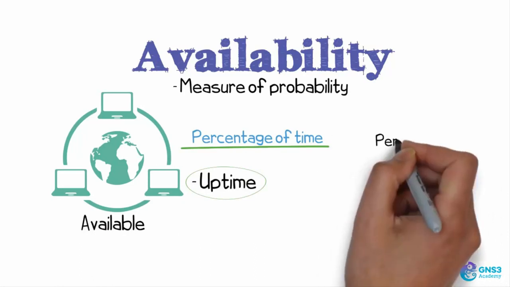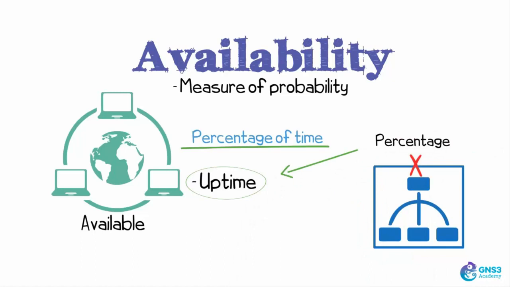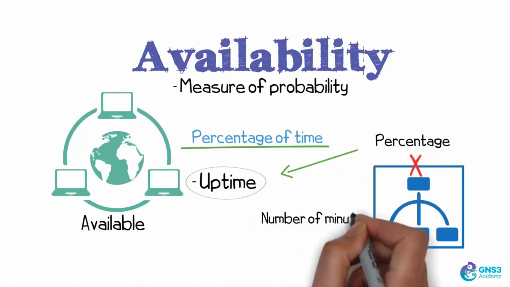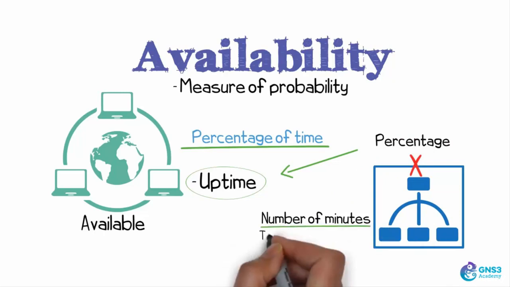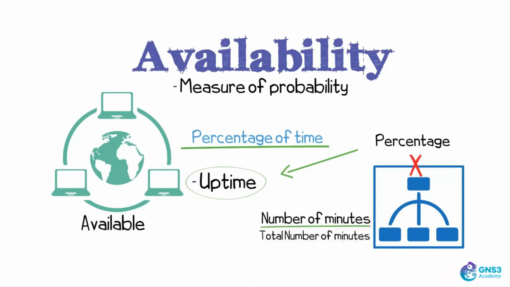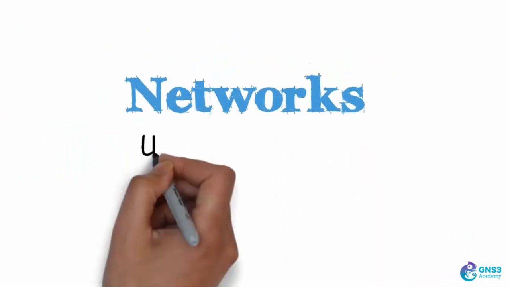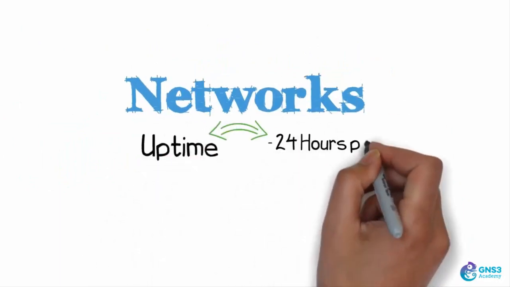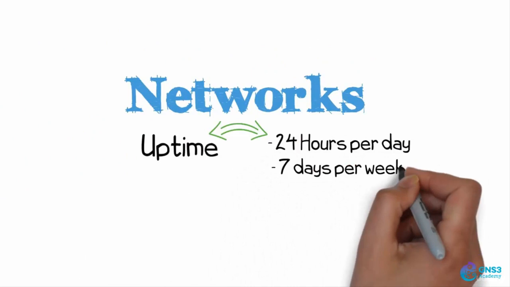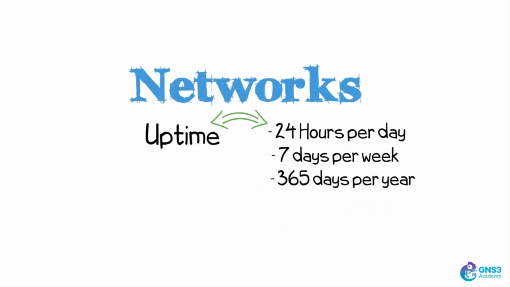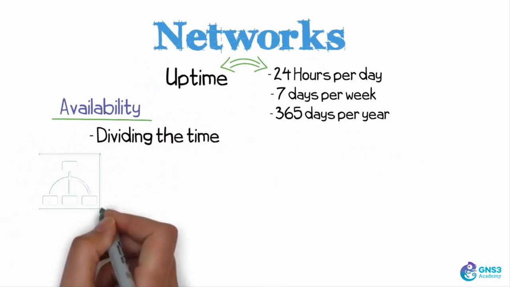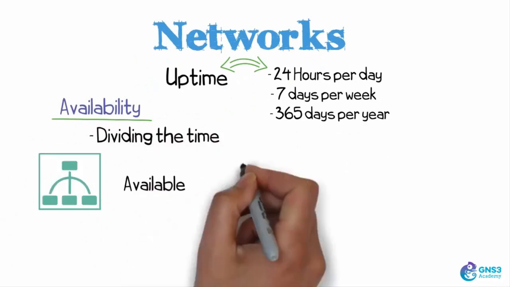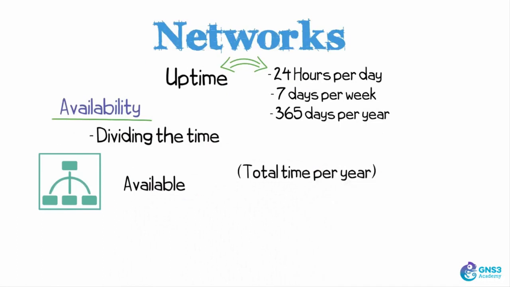To calculate the percentage of uptime that a network has experienced, divide the number of minutes that a network was available in a year by the total number of minutes in the year. So for networks, uptime is meant to be 24 hours a day, 7 days a week, 365 days a year. But availability is calculated by dividing the time that the network is actually available by the total time in a year and then multiplying by 100 to get a percentage.